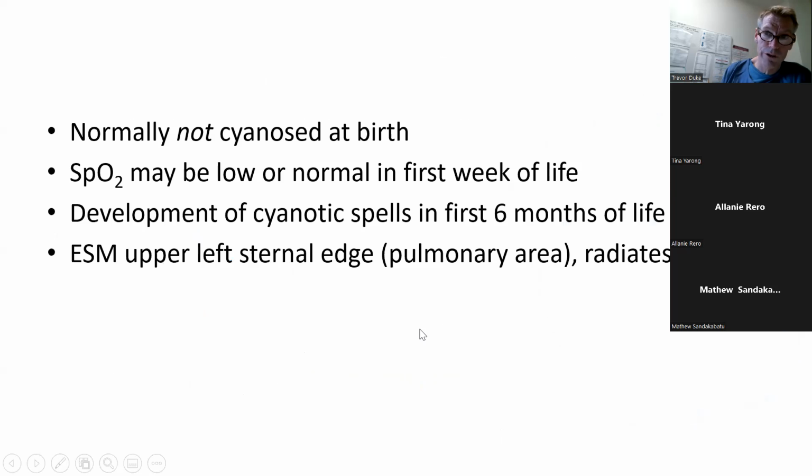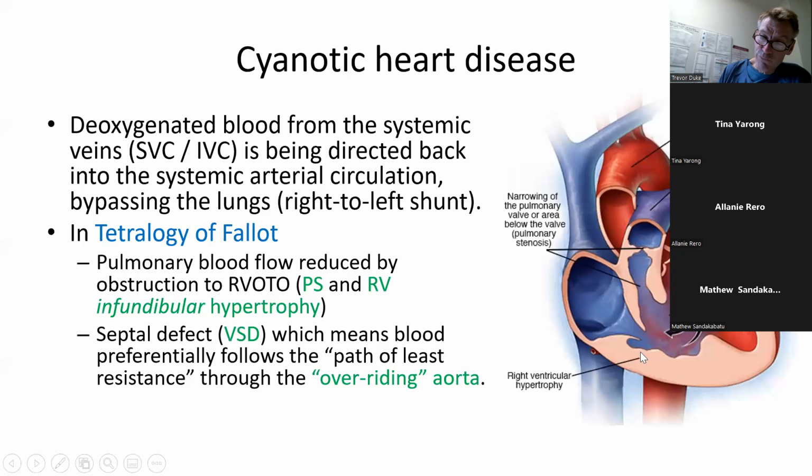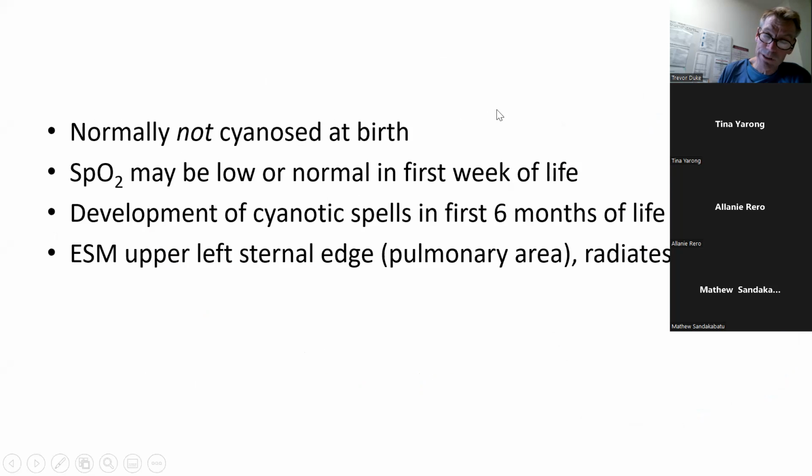These babies are normally not cyanosed at birth. If a baby has cyanosis at birth, it's usually not a tetralogy of Fallot. It can be, but it's usually not. It's more likely to be pulmonary atresia than tetralogy of Fallot, where there is flow through the pulmonary infundibulum, but it's just a bit more narrow than normal. So normally the babies get cyanosed at about 4 to 6 months of age, sometimes earlier, and their oxygen saturation may be normal or it may be low in the first week of life.